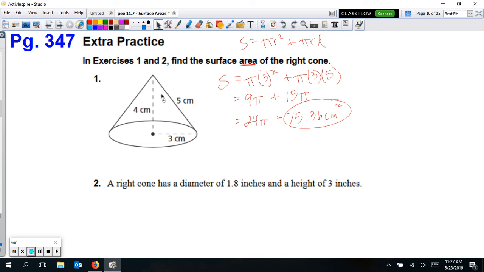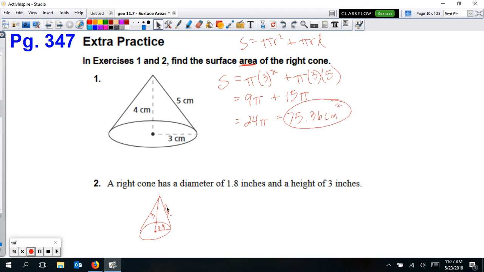Now, number 2, it didn't show us the picture, but it might be helpful to draw a picture for this one. It says a right cone has a diameter of 1.8 inches and a height of 3 inches. So I drew this one out just so we can look at it again. So a little circle with the radius here. Now, radius is half of the diameter, so half of 1.8 is 0.9 for radius. That's what we've got to use. And it says our height is 3. It tells us the height, this middle number. We don't use that middle number.